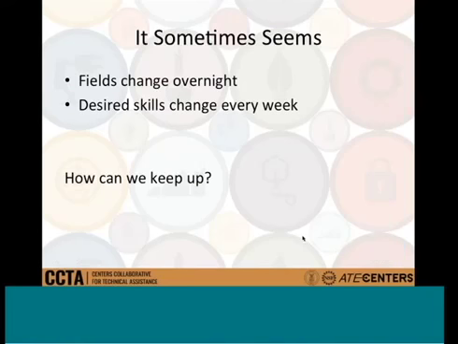It sometimes seems, my God, the fields change overnight. In terms of skills, now all of a sudden they're looking for skills in some special type of data analytics or things like that. It seems to change very quickly. How can we keep up? Well, this isn't an old question for educators. How do we keep pace?